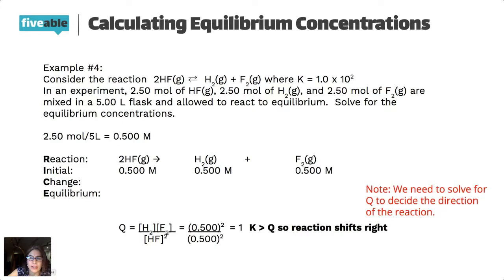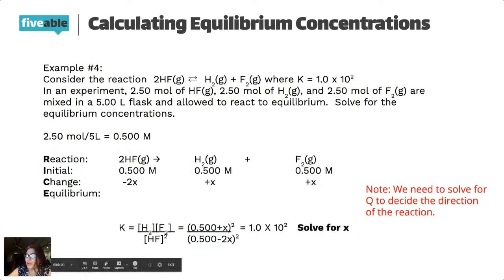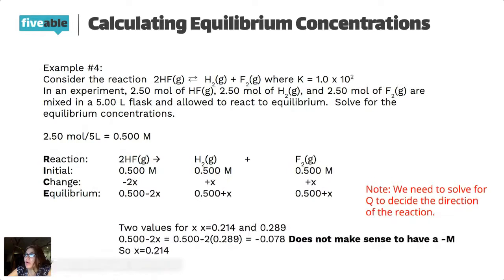Any other question here about Q and K? That's why the reaction quotient is important, and that's why it's important to have in mind what a big K means and a small K. Okay, so once you decide that, then you continue with the equilibrium calculations as before. You use the given K, and you solve for X.